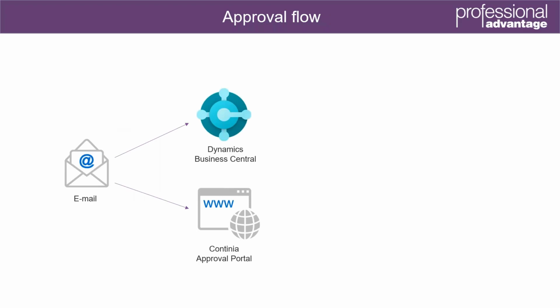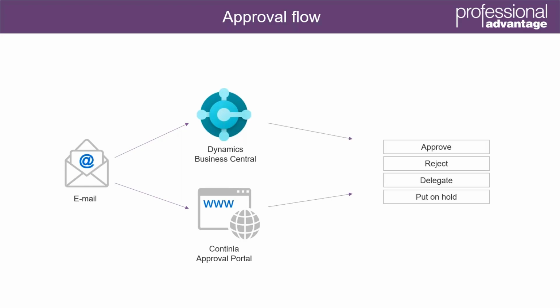So when we look, that was a document flow, and if we look at the approval flow, an email goes out to the users maybe a couple of times a day listing all the outstanding approvals that are with them. And as I mentioned earlier, they can either approve in Business Central or via the approval portal. And that approval portal can be on phones, iPads, and PCs. And the actions that they get offered up are to either approve, reject, delegate, or put on hold.